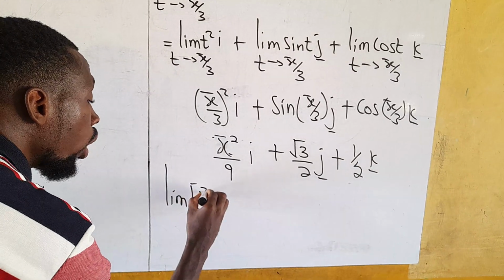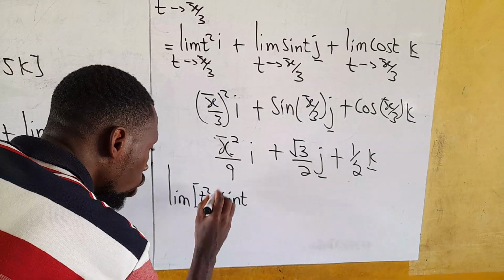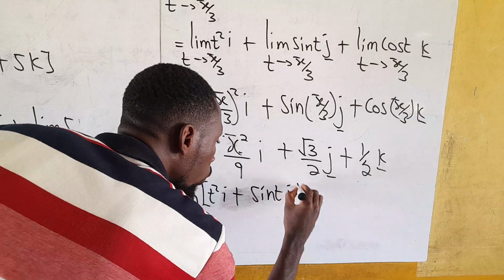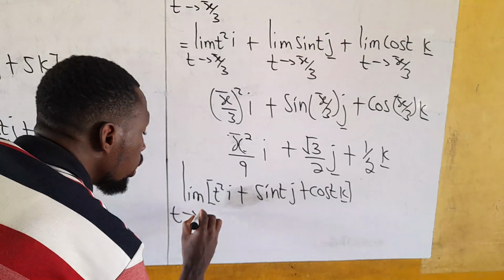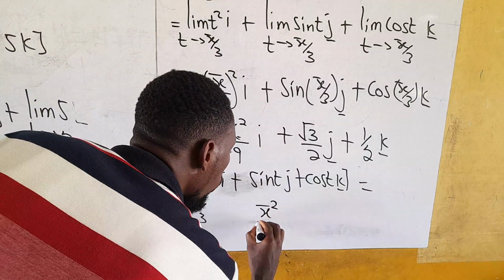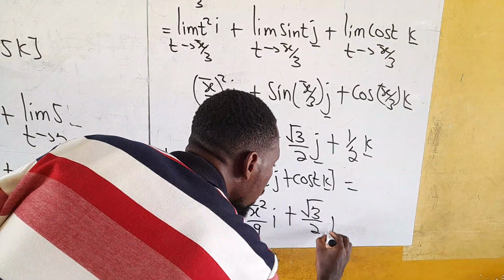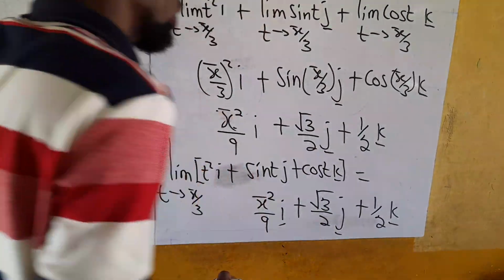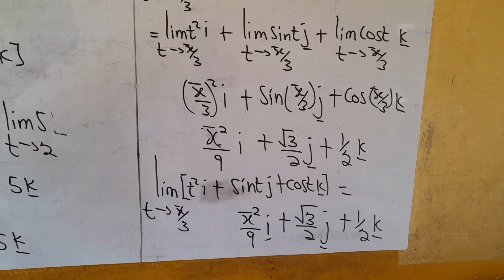The limit of t squared in the direction of i, plus sin t in the direction of j plus cos t in the direction of k as t approaches pi over 3 will be equal to pi squared over 9 in the direction of i plus root 3 over 2 in the direction of j plus half in the direction of k. I hope you got the same answer as mine. We'll solve more examples on this so that you'll be abreast with the concept.